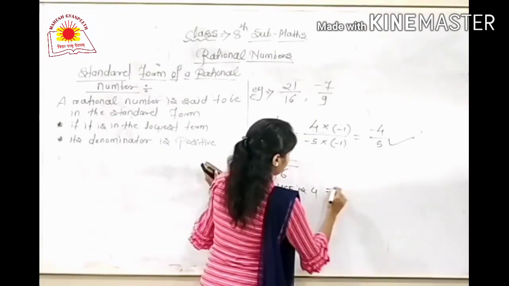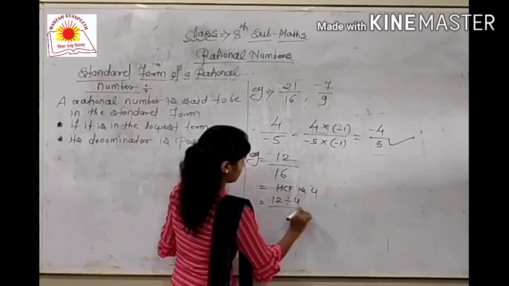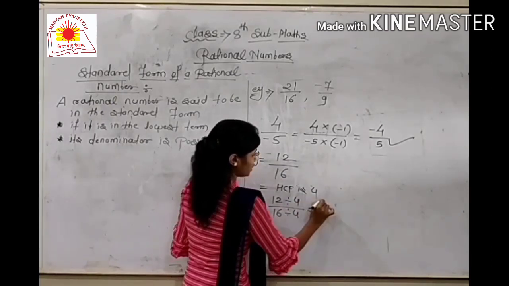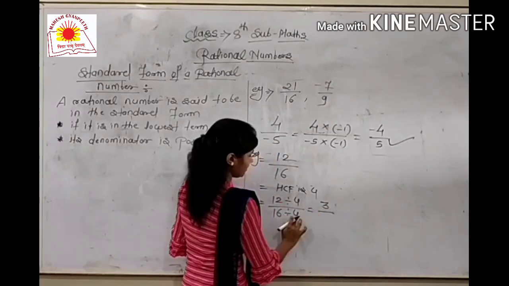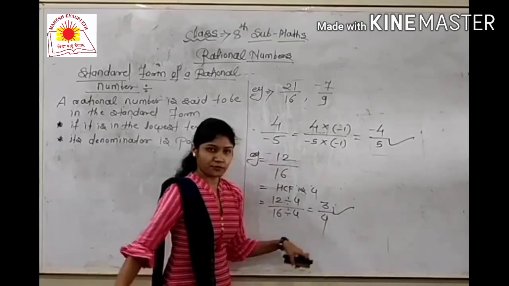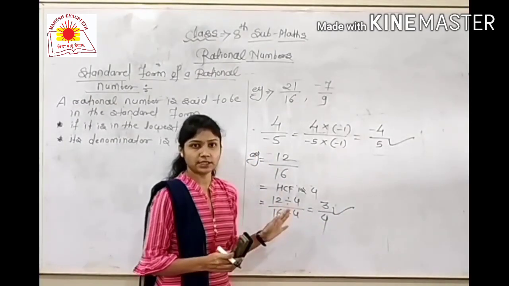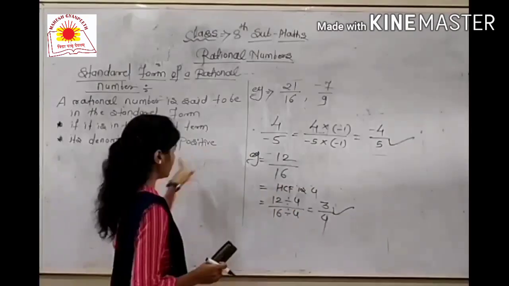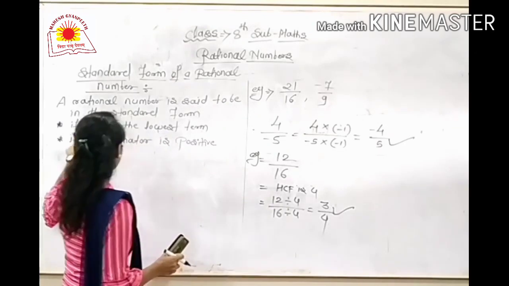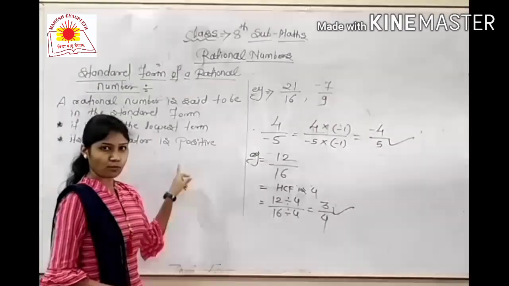Then 12 divided by 4 and 60 divided by 4. 12 divided by 4 is 3, and 60 divided by 4 is 15. Then 3 upon 15 is in the standard form. This type of number we have to convert into the standard form. What you have to remember are these two points: it is in the lowest term and its denominator is positive.